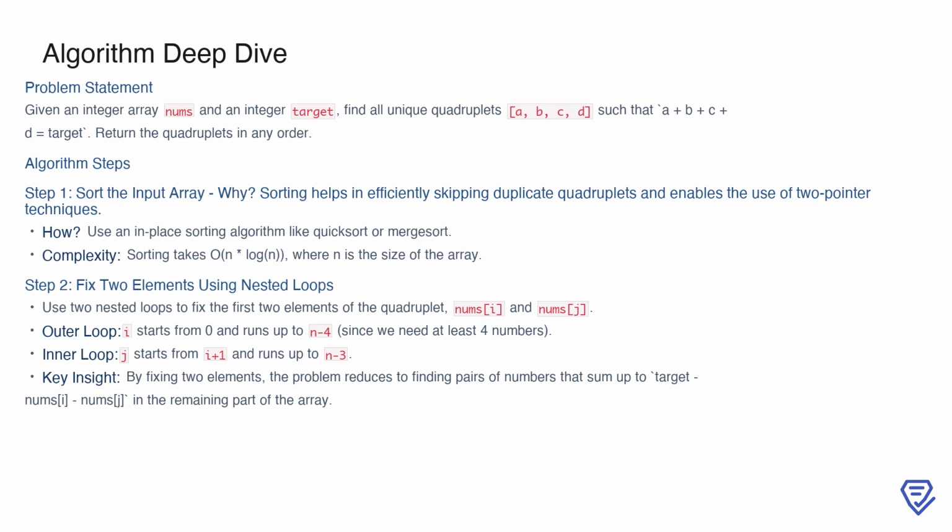Once the array is sorted, we then fix two elements using nested loops. The outer loop selects the first element, starting from index 0 and running until n-4, ensuring that there are at least 4 elements to form a quadruplet. The inner loop selects the second element, starting just after the first, up to n-3. By fixing these two elements, the problem reduces to finding two more numbers in the remaining part of the array that sum up to the adjusted target, which is target - nums[i] - nums[j]. This reduction simplifies the problem significantly and sets up the groundwork for the two-pointer search.